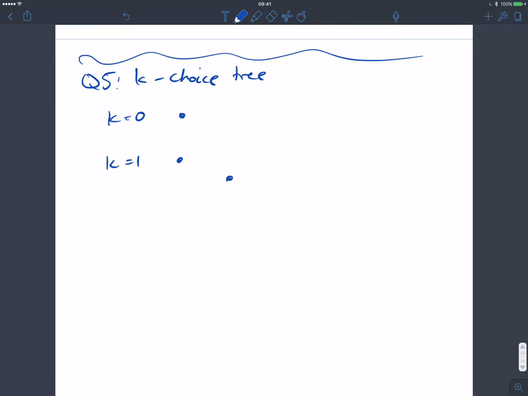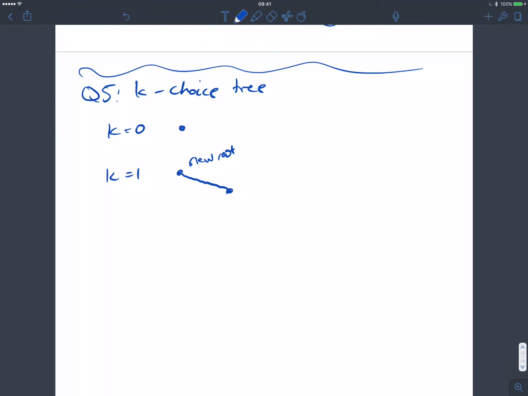All right. And it says arbitrarily connect the root of one of the trees to the root of the other. So let's just say I choose this way. So this is the new root. But I'm not saying that you have to do it this way. I'm saying you can do it the other way as well. So there are many possible k-choice trees in general.